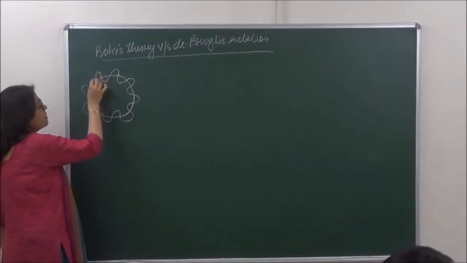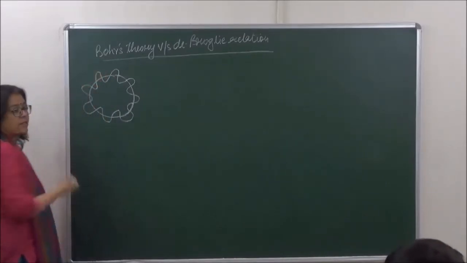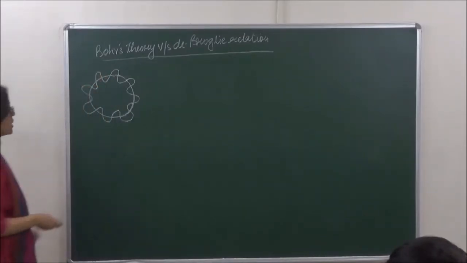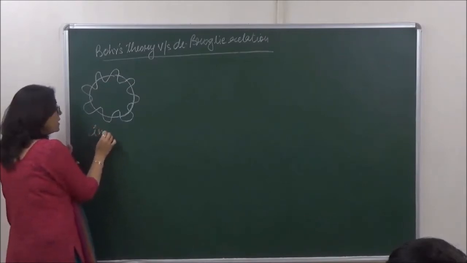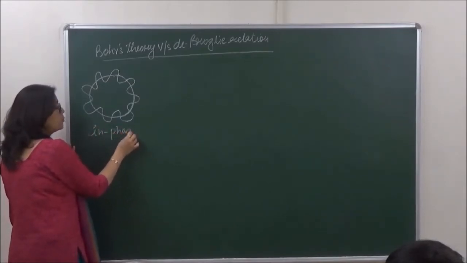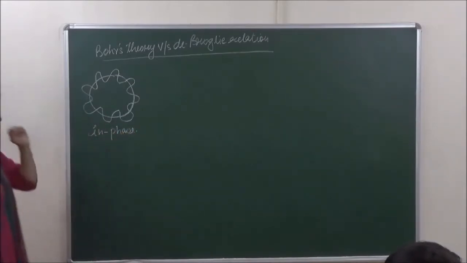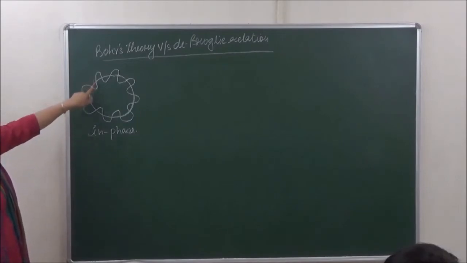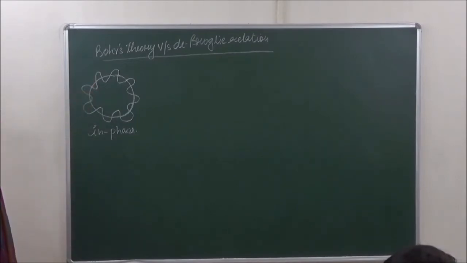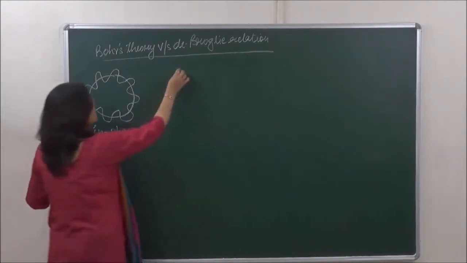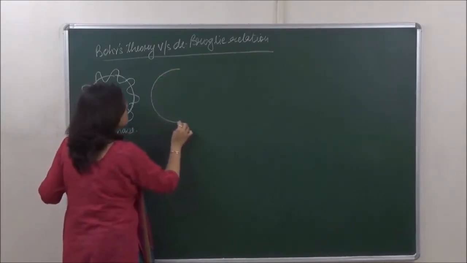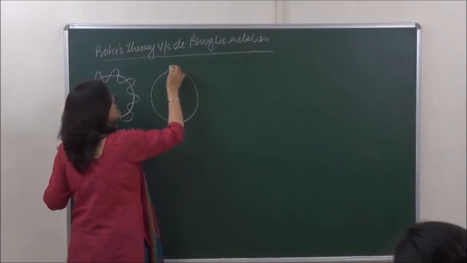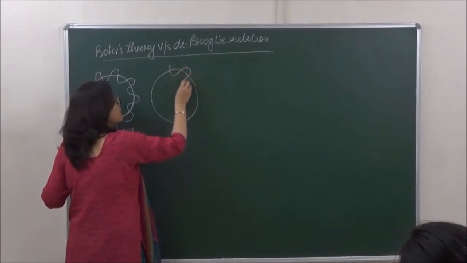When both the waves, the crest and the trough, are in alignment with each other, the movement or wave is said to be in phase. But sometimes it so happens that the crests and the troughs are not in alignment.